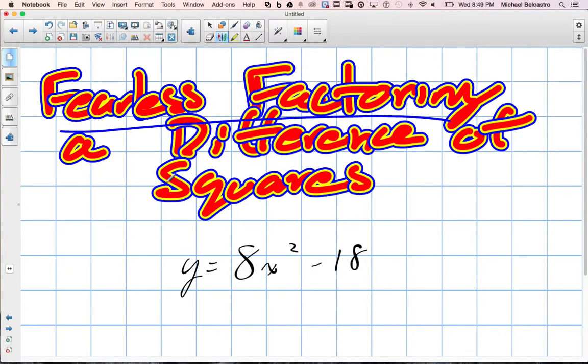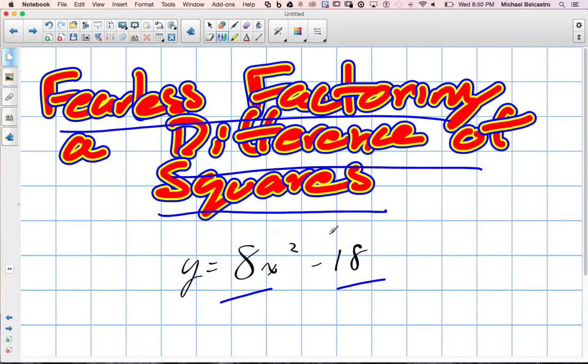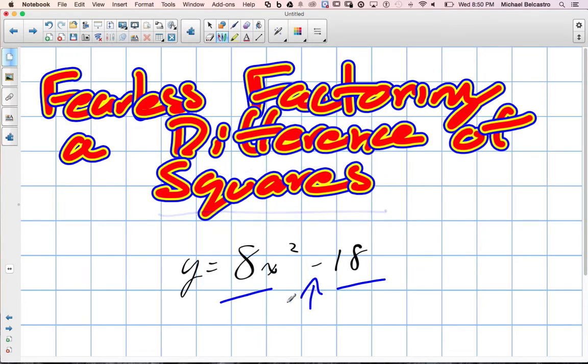Go, fearless factoring, and we're going to work with what's called a difference of squares. The reason they call this a difference of squares, and this example actually isn't an example for it yet, is that difference means subtraction, so you need two terms that are subtracted from each other, and squares means two values that you can square root.